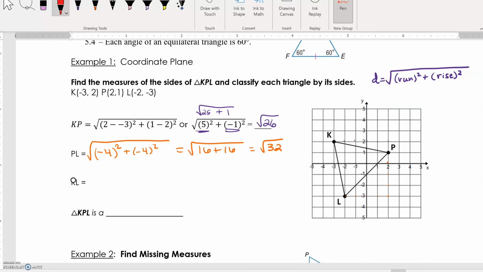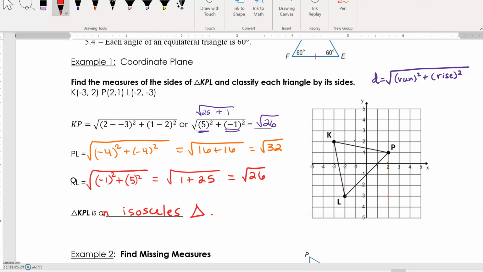So K to L, 1, 2, 3, 4, 5 is the rise, and the run is -1. We're adding those, and so we get 1 plus 25, which gives us the square root of 26. So triangle KPL is an isosceles triangle, because this side is congruent to that side. Woohoo! All right, let's keep it going.